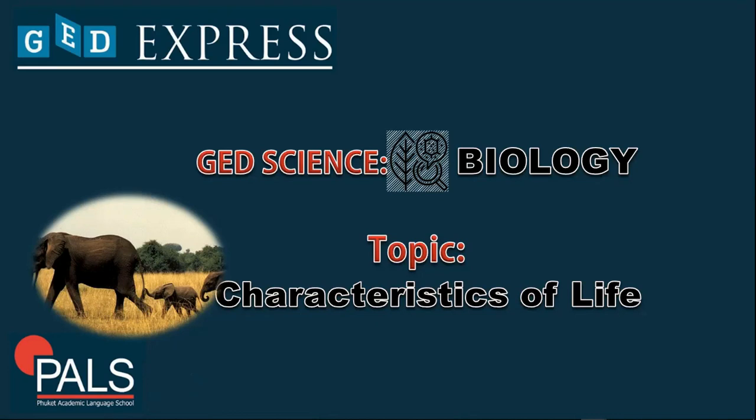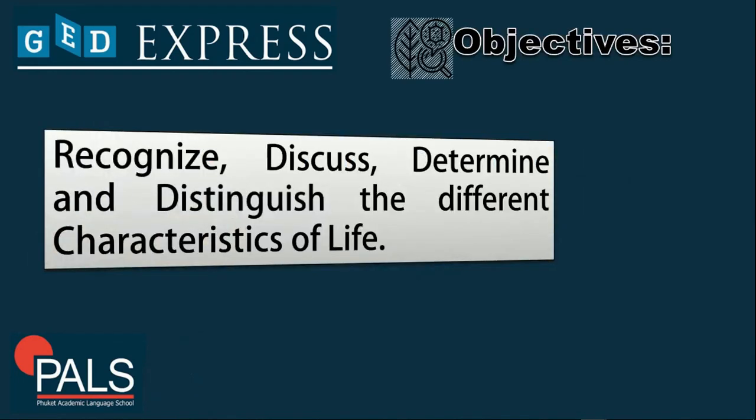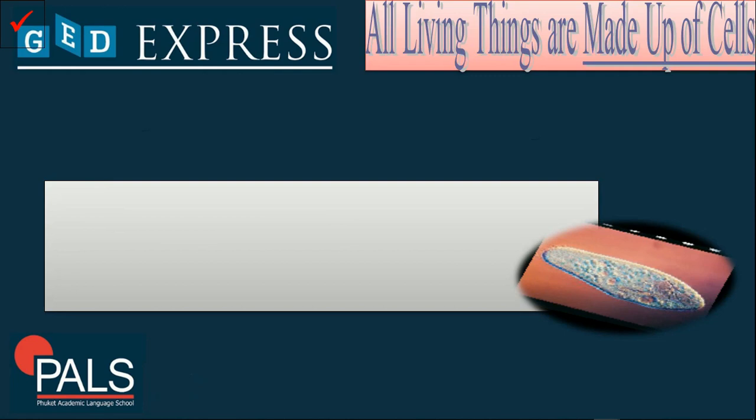With me, Teacher Marky. Today's lesson focuses on characteristics of life, and this is still under GED Science, under Biology. On my previous screencast, we talked about the cell theory, and right now we're going to talk about how different living things are compared to non-living things. At the end of the discussion, every one of you is expected to recognize, discuss, determine, and distinguish the different characteristics of life. And we begin with the first characteristic.